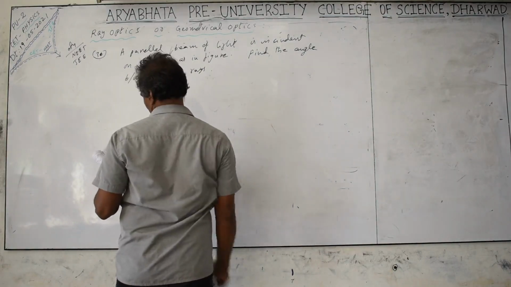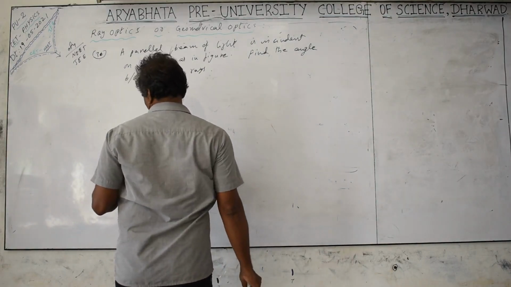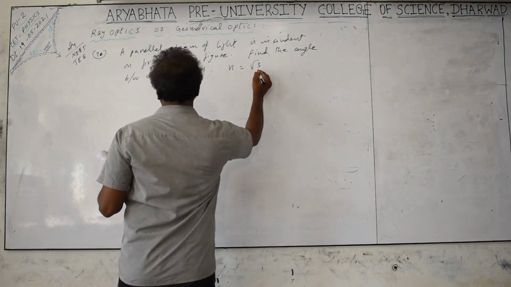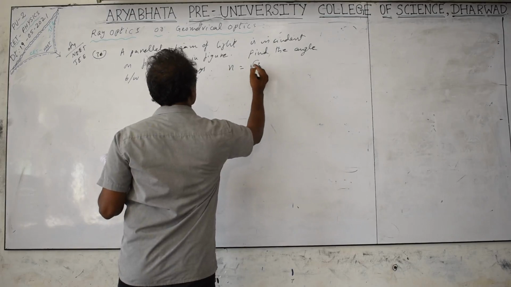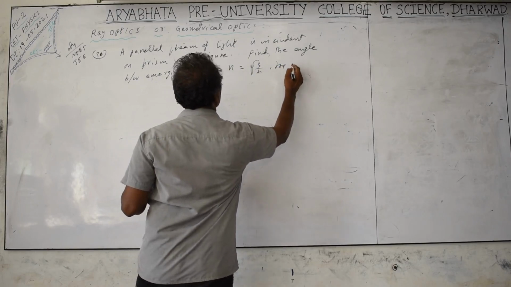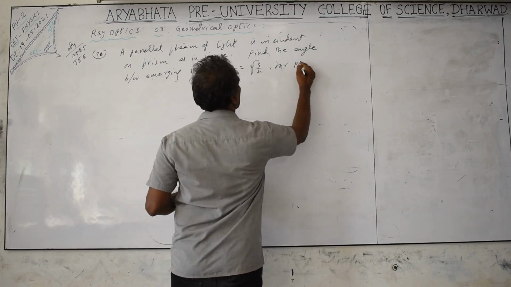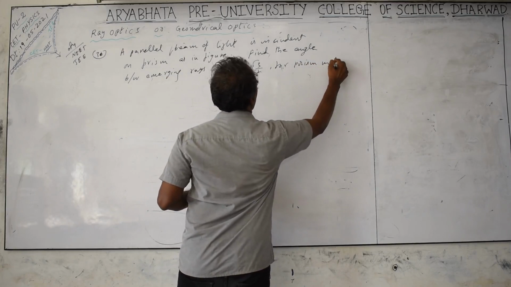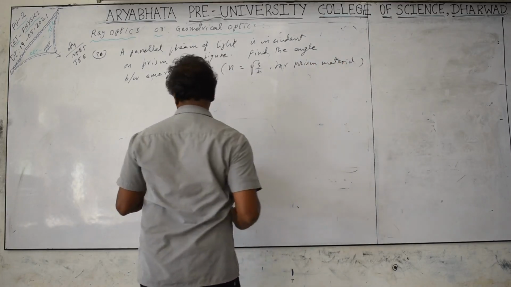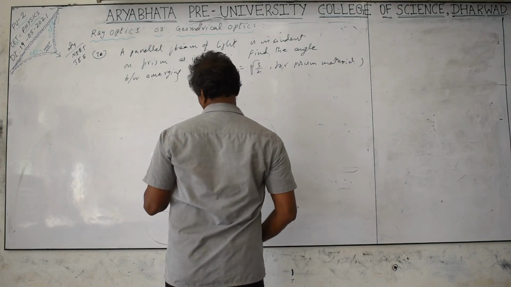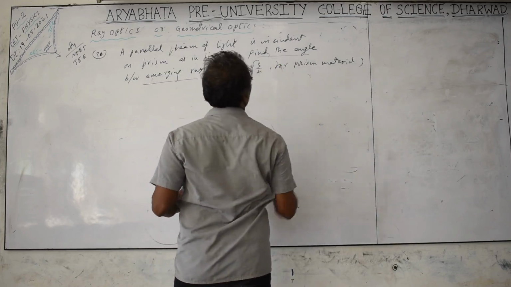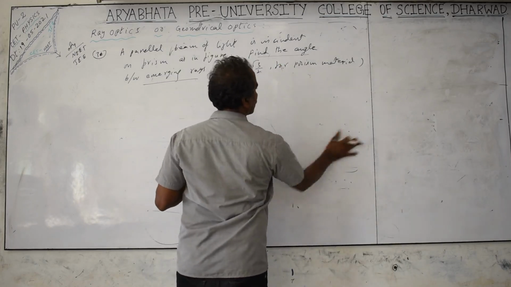Given the refractive index of the prism material, n equals root 3 by 2. Whole root, please be careful with this: root of 3/2. This is for the prism material. Find the angle between the emerging rays.